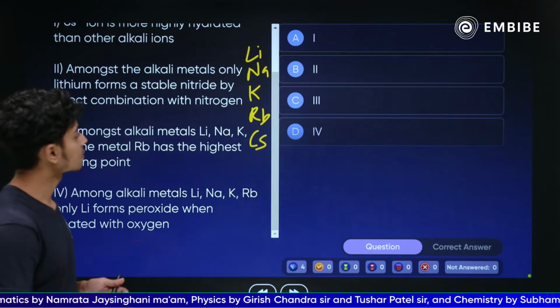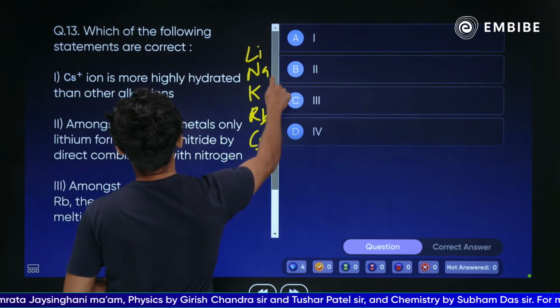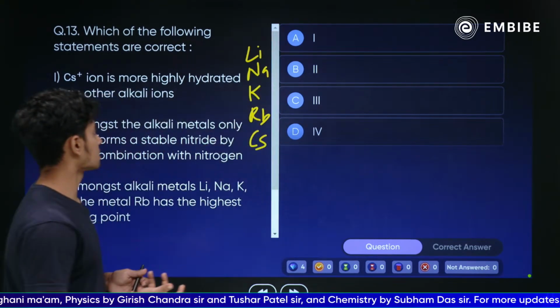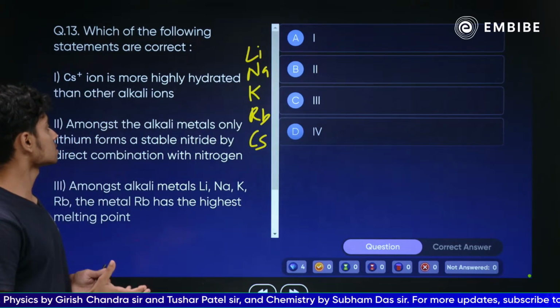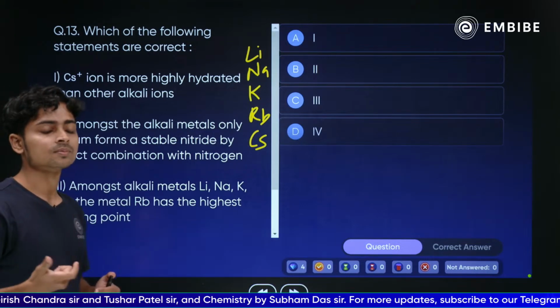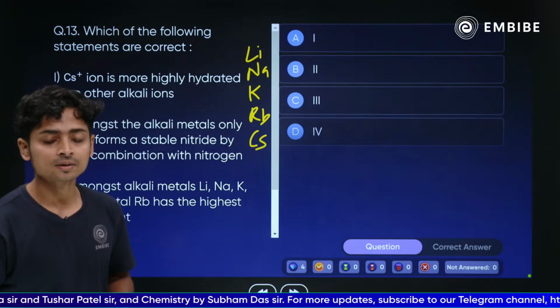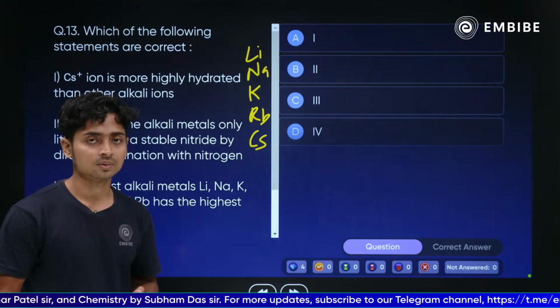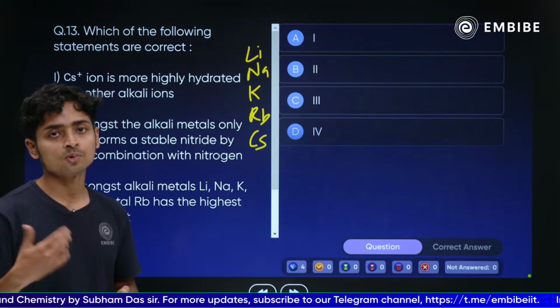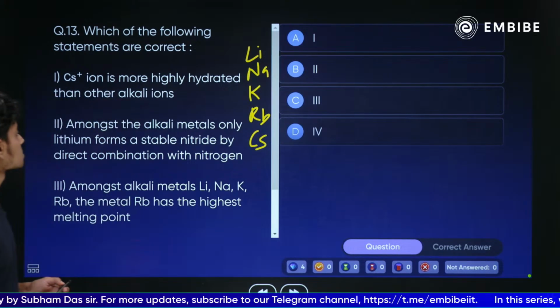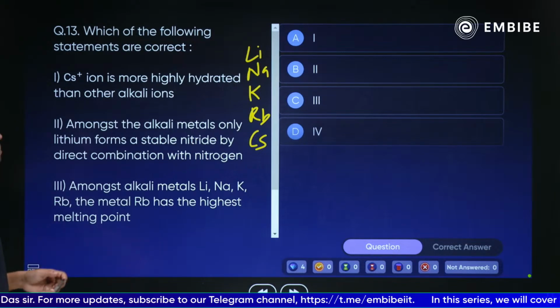So option A was what? Cesium ion is the largest ion. Not the largest, that I have to check actually. Lithium is the smallest one. So lithium actually is hydrated the best. That's why I said the smaller the ion, the more the hydration. Next, amongst the alkali metals, only lithium forms a stable nitride. This is correct.